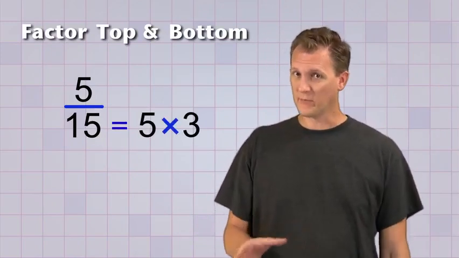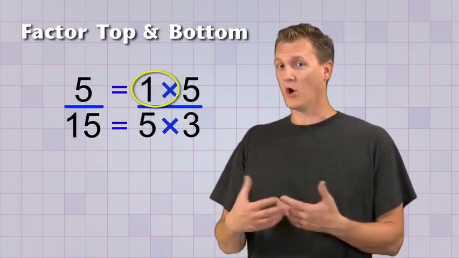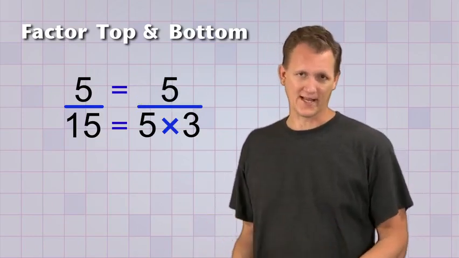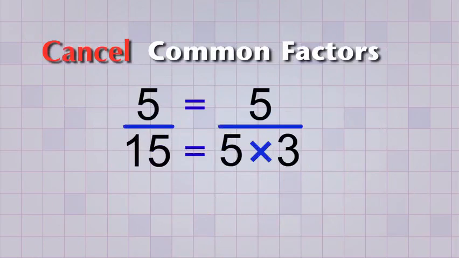And 5 is a prime number. That means its only factors are 1 and itself. But 1 is always a factor, so we don't need to write that down. Step 2 is to look for common factors and cancel them. And we can see that there's a 5 on the top and there's a 5 on the bottom. They're not directly over each other, but that doesn't matter. They still form a common factor pair, and so we can cancel them out like this.